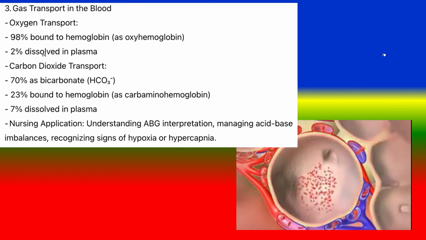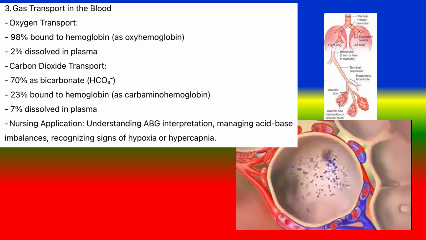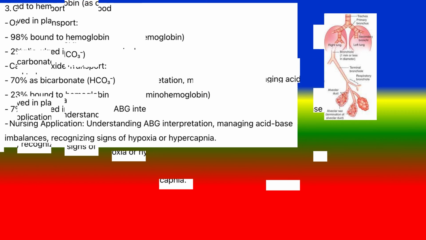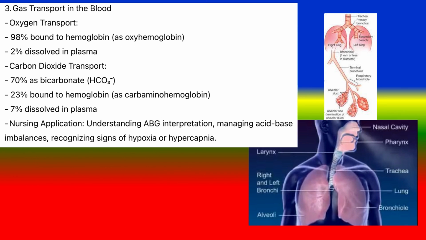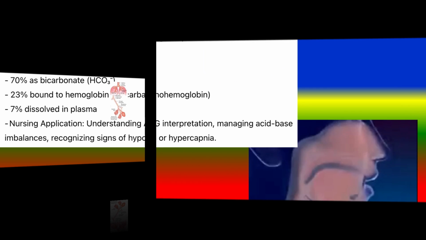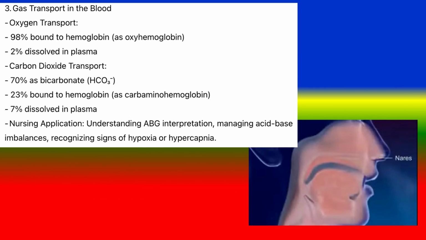3. Gas transport in the blood. Oxygen transport: 98% bound to hemoglobin as oxyhemoglobin, 2% dissolved in plasma. Carbon dioxide transport: 70% as bicarbonate (HCO3-), 23% bound to hemoglobin as carbaminohemoglobin, 7% dissolved in plasma. Nursing application: understanding ABG interpretation, managing acid-base imbalances, recognizing signs of hypoxia or hypercapnia.